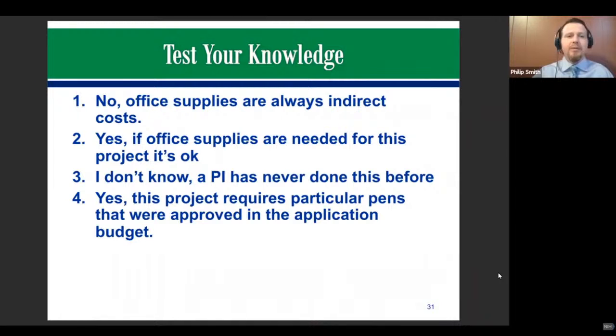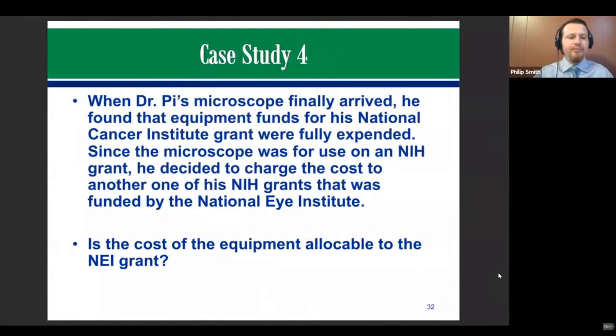Now I'll turn it over to Laura to talk about case study number 4. Thanks, Philip. So for case study number 4, we have Dr. Pai, whose microscope has finally arrived, and he found that equipment funds for his National Cancer Institute grant were fully expended. Since the microscope was for use on an NIH award, he decided to charge the cost to another one of his NIH awards that was funded by the National Eye Institute. And the question is, is the cost of the equipment allocable to the NEI award? So now we're going to go to the poll and test your knowledge.